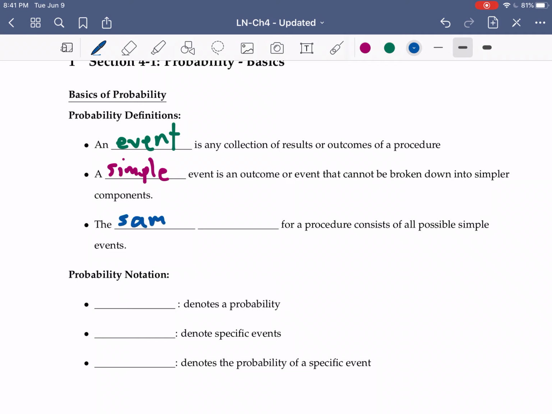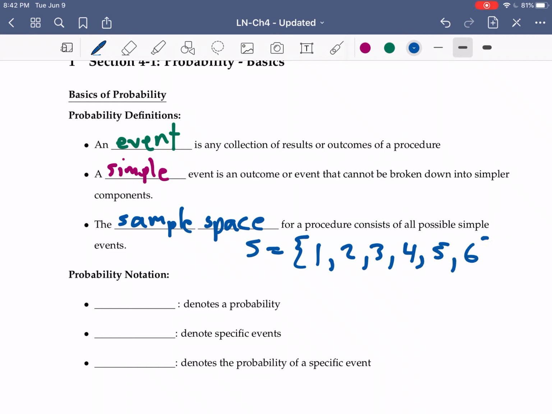The sample space for a procedure consists of all possible simple events. So if we're talking about rolling a standard 6-sided die, the sample space would be: we could roll a 1 or a 2 or a 3 or a 4 or 5 or 6. So that would be the sample space there.